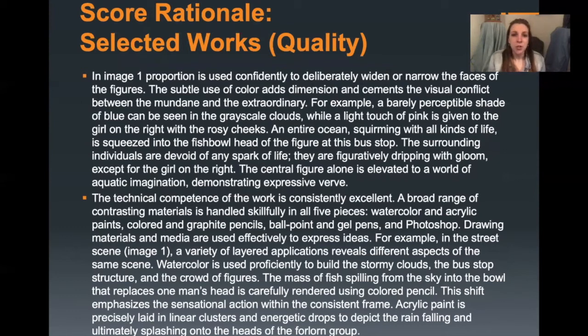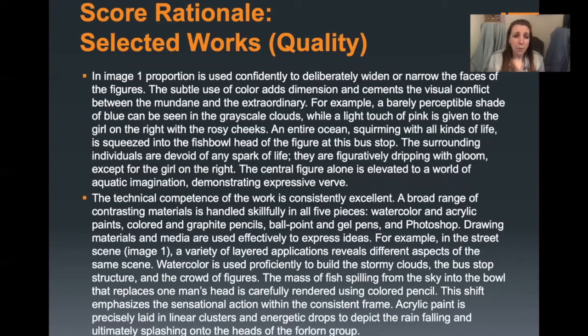In image 1, proportion is used confidently to deliberately widen or narrow the faces of the figures. The subtle use of color adds dimension and cements the visual conflict between the mundane and the extraordinary. For example, a barely perceptible shade of blue can be seen in the grayscale clouds, while a light touch of pink is given to the girl on the right with the rosy cheeks. An entire ocean swarming with all kinds of life is squeezed into the fishbowl head of the figure at this bus stop. The surrounding individuals are devoid of any spark of life. They are figuratively dripping with gloom, except for the girl on the right. The central figure alone is elevated to a world of aquatic imagination, demonstrating expressive verve.